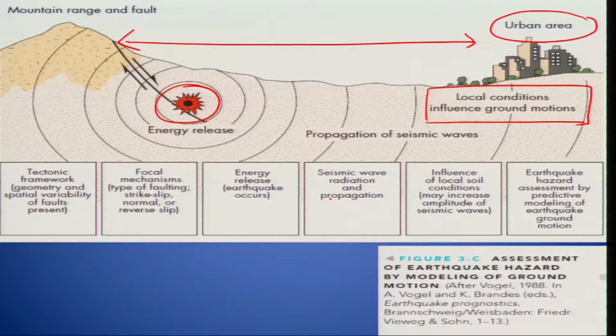So, if you have the fault or the source of the earthquake sitting in a different area, for example, we have the settlement here and the earthquake source is here, then the waves will propagate in this direction. So, we need to know what the radiation and the propagation of the seismic waves will be, and the influence of local soil conditions.